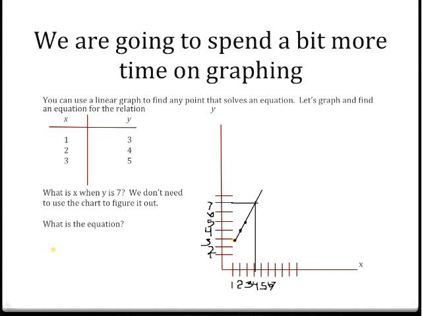All right, so let's see if that's right. If x is 4, y is 7. So on the point on the graph where we said, what is x when y is 7? We can see that x is 4.